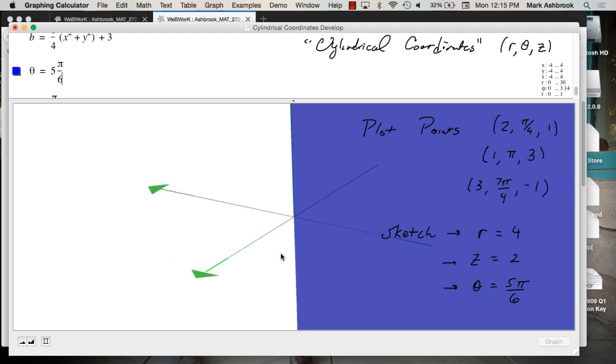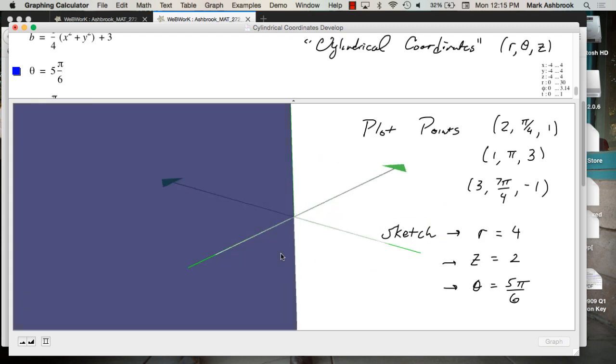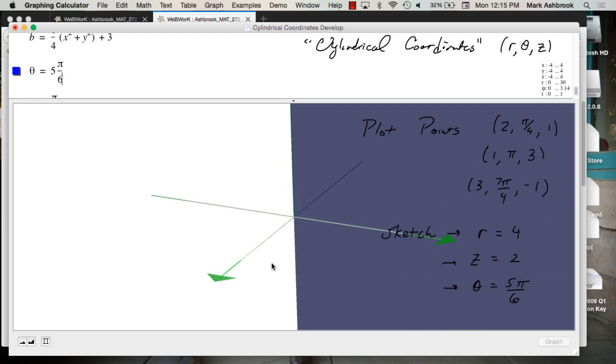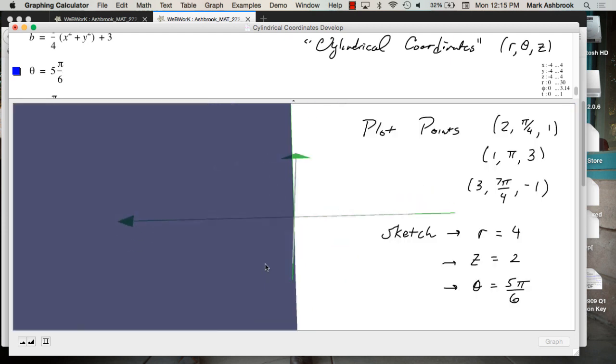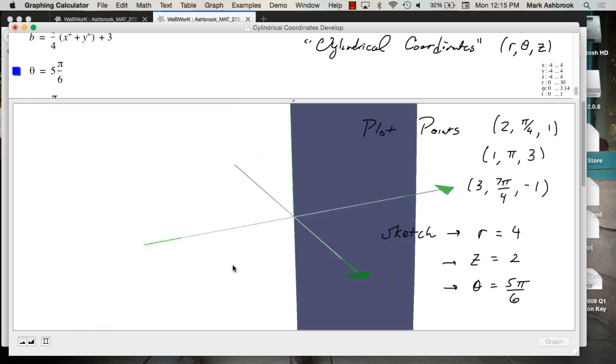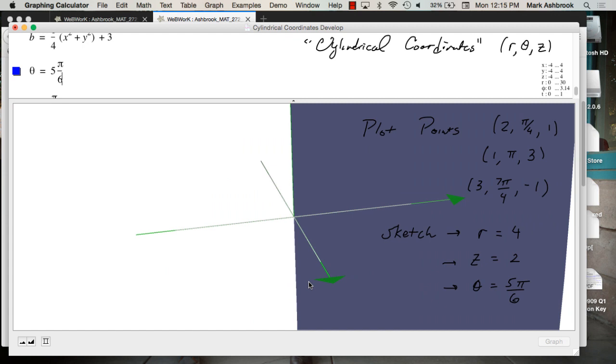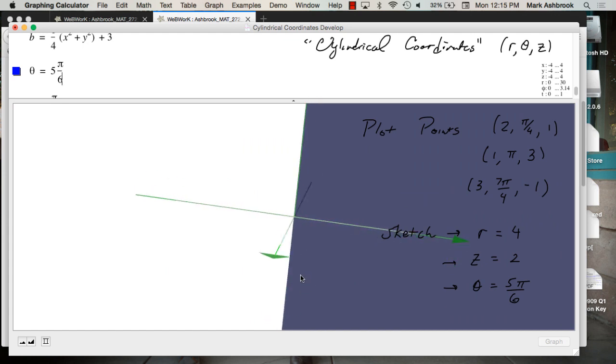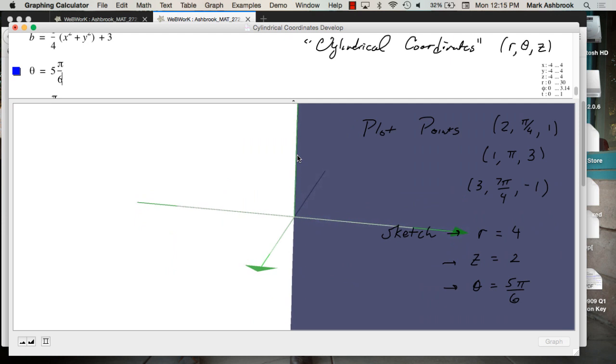So let's see if it'll show up here. So we get like half of a plane. Where is that pointing? Is it pointing in the right direction? 5 pi over 6 should be almost to the back. It doesn't look like it's right. This is not my day.